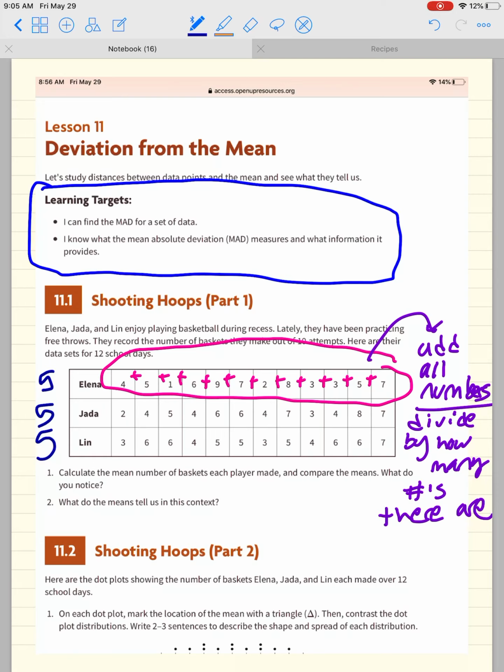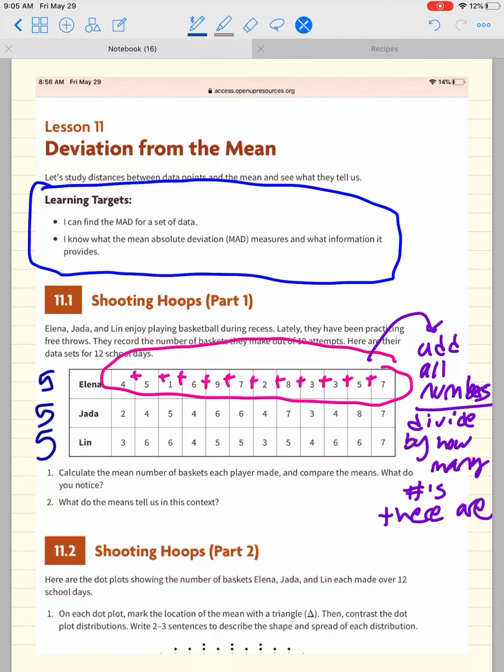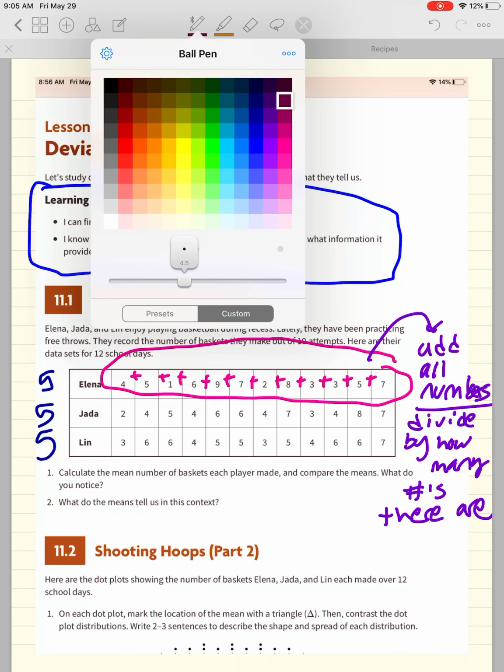So their average mean for each of them is 5. So that means that on average they score about 5 baskets a day. So what that tells us is, like I just said, on average they all score about 5 a day. So maybe they score a little bit less some days and a little bit more, but on average they all score 5 baskets a day.